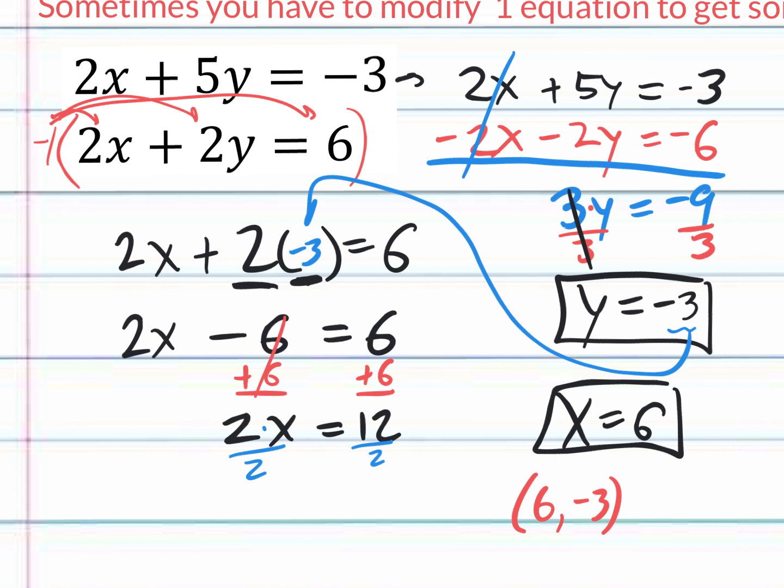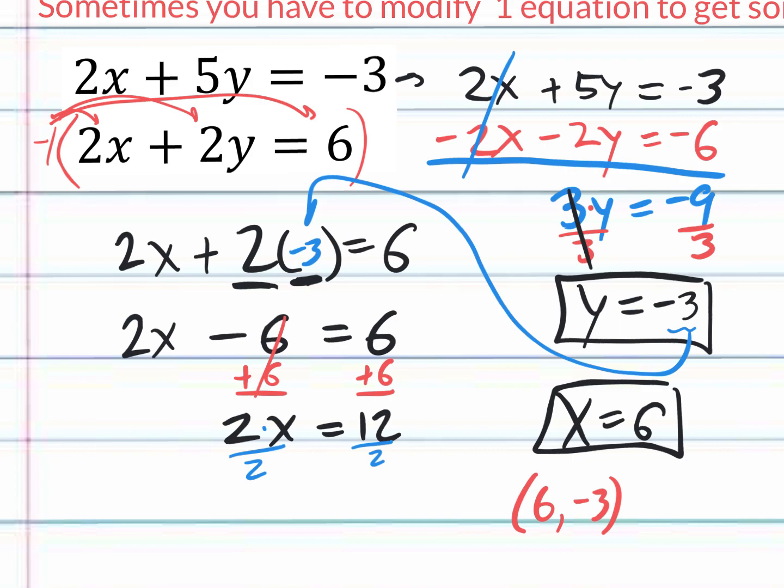And of course, if you wanted to double check your answer, you could plug in the 6 for x. You could plug in the -3 for y. 2 times 6 is 12. 5 times -3 is -15. 12 minus 15 is -3. Check. Over here, 6 for x, -3 for y. 2 times 6 is 12. 2 times -3 is -6. 12 plus -6 really is 6. Check. We've double checked it. We know for a fact that this is the correct answer.